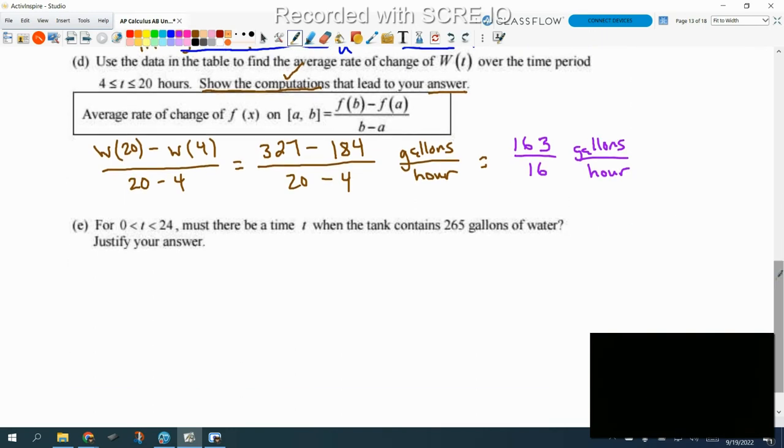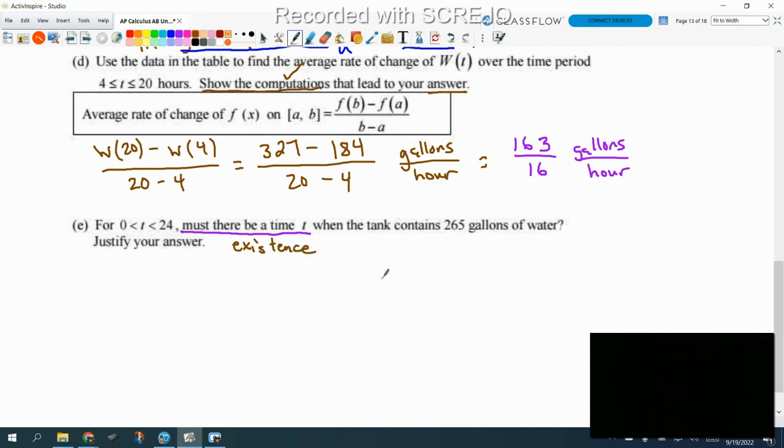All right, part E, for 0 to 24, must there be a time t when the tank contains 265 gallons of water? Justify your answer. All right, so anytime they ask you something like this, must there be a time t? All right, this is asking about existence.